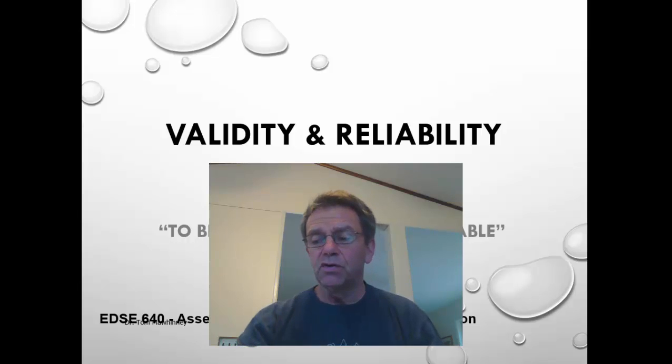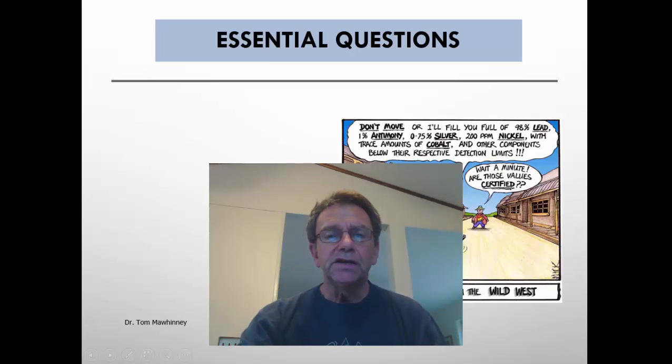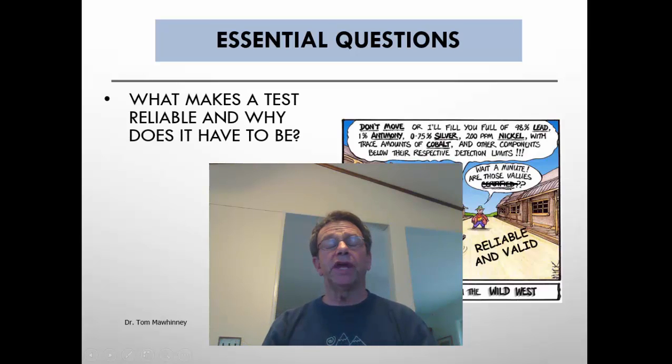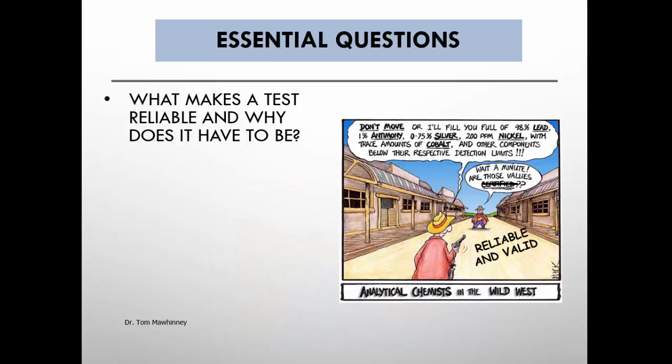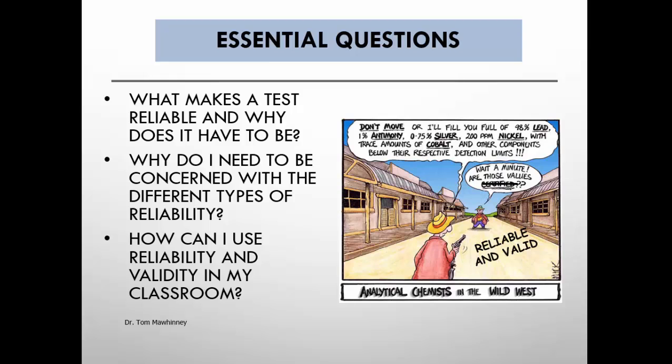So, we're going to talk about reliability first, and some essential questions that you should be able to answer when we're done: first, what makes a test reliable and why does it have to be? Second, why do I need to be concerned with the different types of reliability? And third, how can I use reliability and validity in my own classroom?